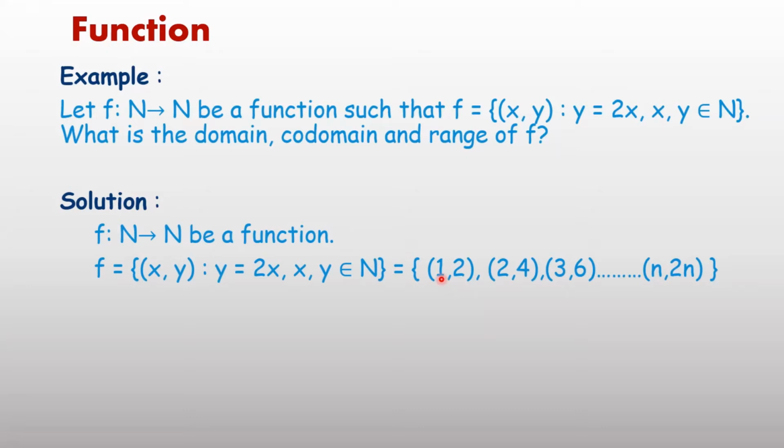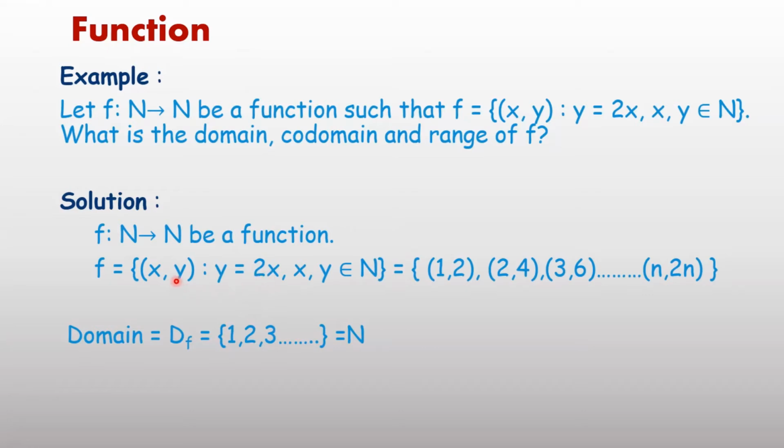Domain means the collection of first components: 1, 2, 3, up to n. Or you can say one more definition for domain: domain means possible values of x. As y = 2x is written here, whatever value of x you are going to put, that is known as the domain. Collection of first components or possible values of x is known as the domain. So domain equals all natural numbers.